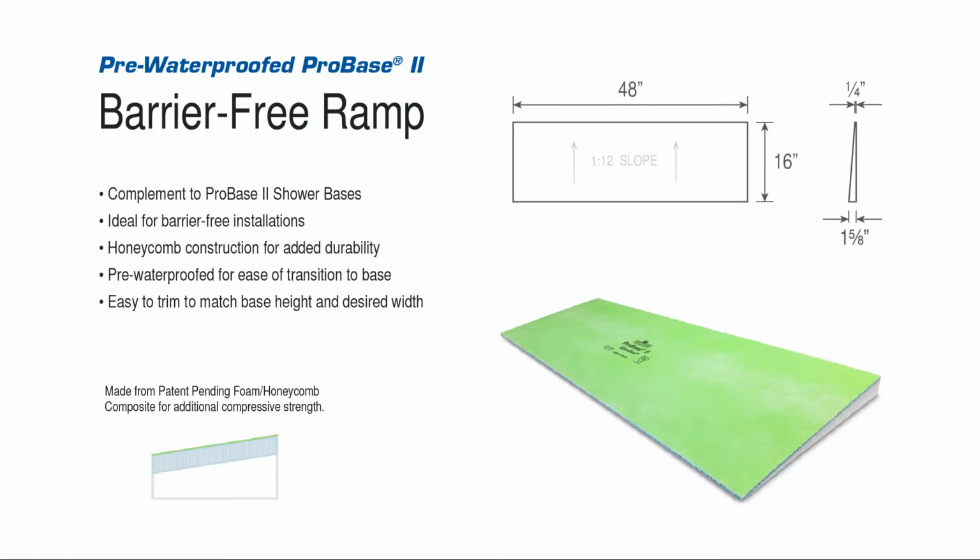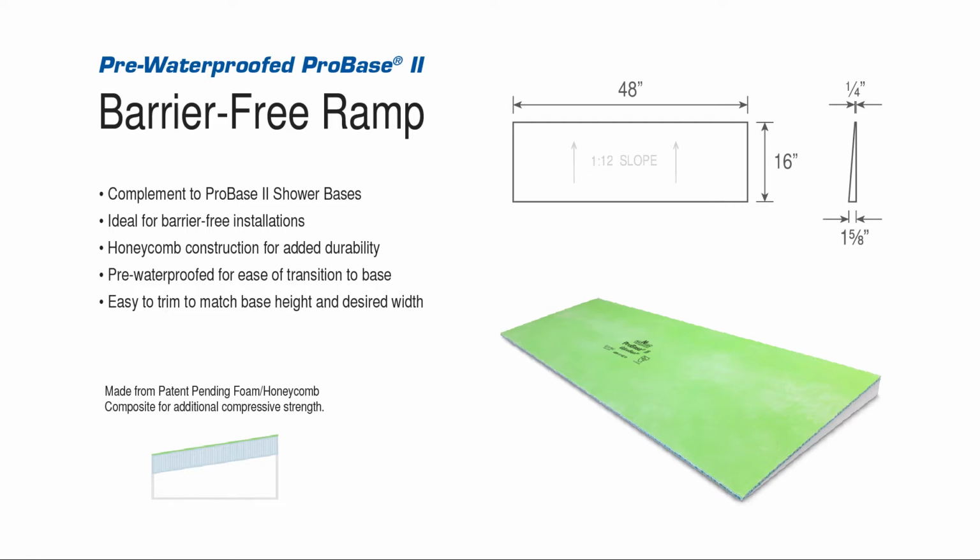To transition from the wet area to the dry area, the Noble Company has introduced a barrier-free ramp. The ramp is a foam honeycomb composite, and for additional strength comes pre-waterproofed for ease of application. It is 48 inches long, 16 inches wide, with a slope of 1 to 12, or approximately 8%, which meets the ADA requirements for ramps. It's easily cut with a utility knife. Let's see how that works, Dave.